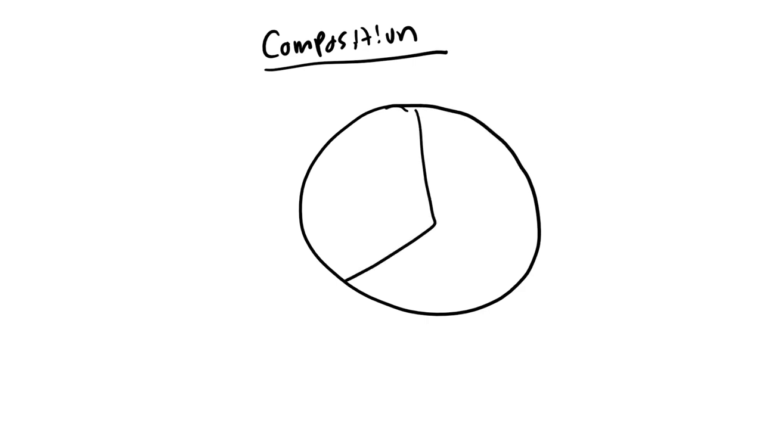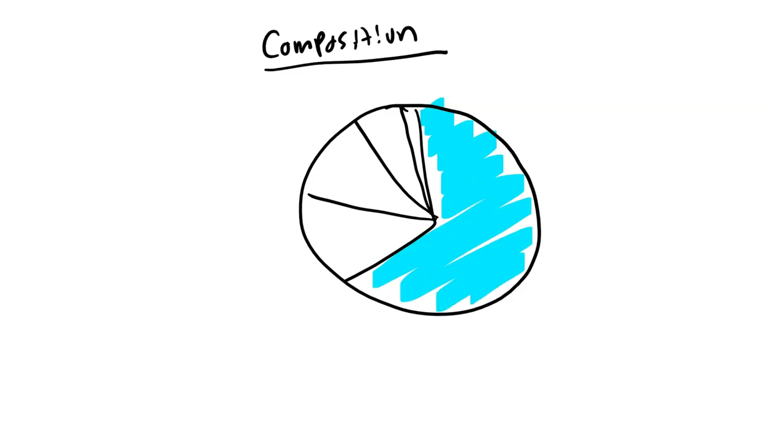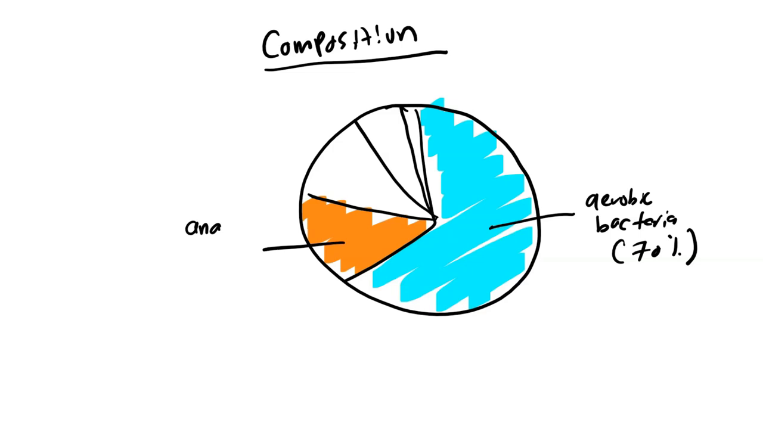In terms of composition, bacteria consist of 84%, which can be divided into aerobic bacteria and anaerobic bacteria. Aerobic bacteria are bacteria that live in the presence of oxygen, and they are the largest proportion of microbes in the soil, whereas anaerobic bacteria are a type of bacteria that live in the absence of oxygen.